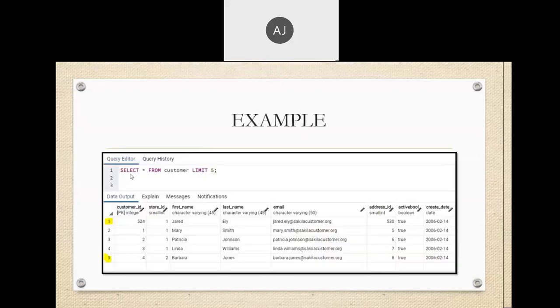So this is an example. Select all from the customer with limit 5. So we retrieve only 5 rows.